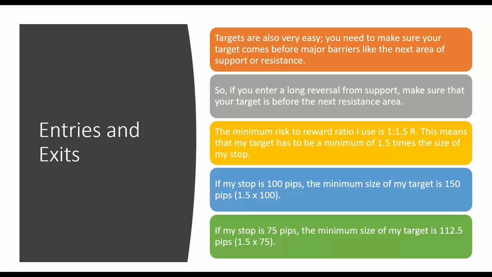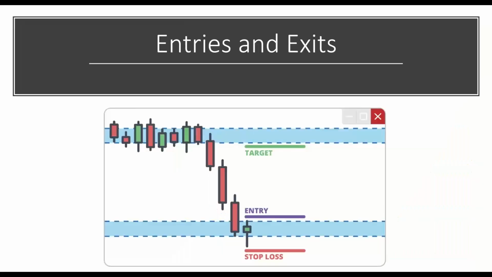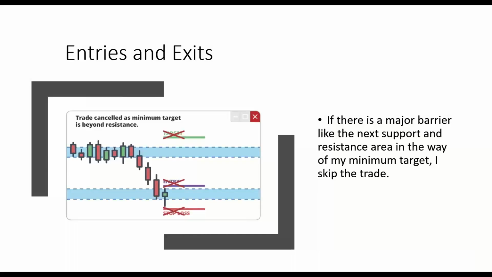Targets are also very easy. You need to make sure your target comes before the next major barrier, like the next area of support or resistance. So if you enter a long reversal from support, make sure your target is set right before the next resistance area, because you have to calculate your risk reward ratio before even deciding to enter this trade. If you target based on your entry and where you put your stop losses beyond the target price you would be able to set, because it's beyond the next level of importance, you just can't make that trade.